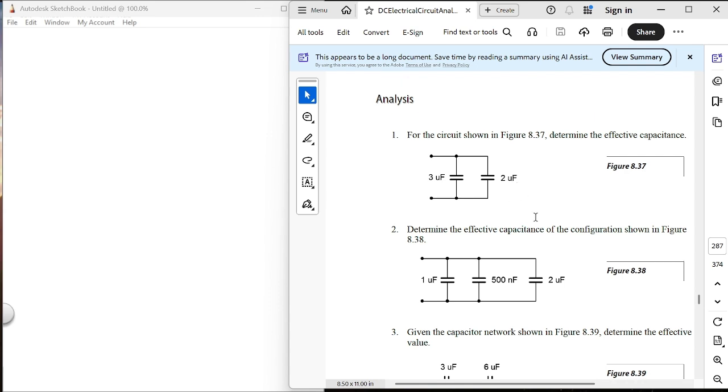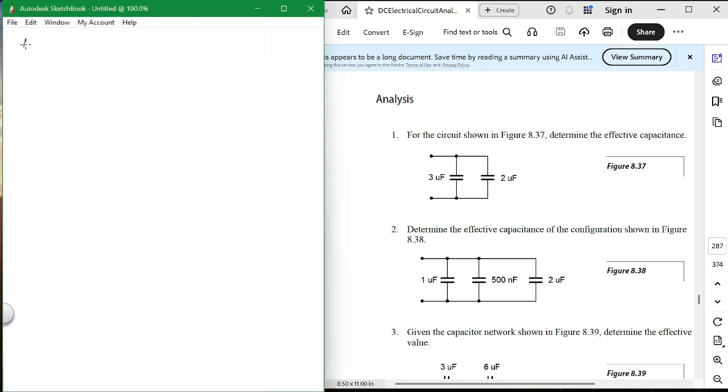So if I had these two capacitors, what would be the total capacitance for that circuit, number 1? Well, you would use the series rule, excuse me, the parallel rule, because they're in parallel. So you use the opposite. So instead of a 3 and a 2, it is a 5. So it's 5 microfarads for number 1.